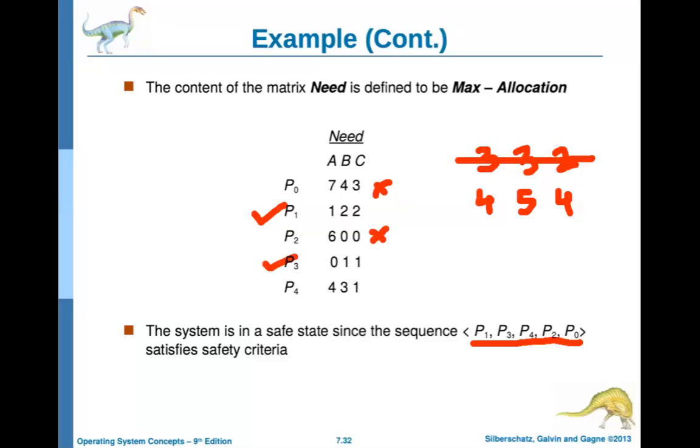Okay. So P3 can be satisfied because the requirement is 0, 1, 1. Availability is 4, 5, 4. So this will be done, and these resources will be added again. So 0, 1, 1, this becomes 4 as it is. This becomes 6. And the next one becomes 4 plus 1, 5. So this is the current state of availability.